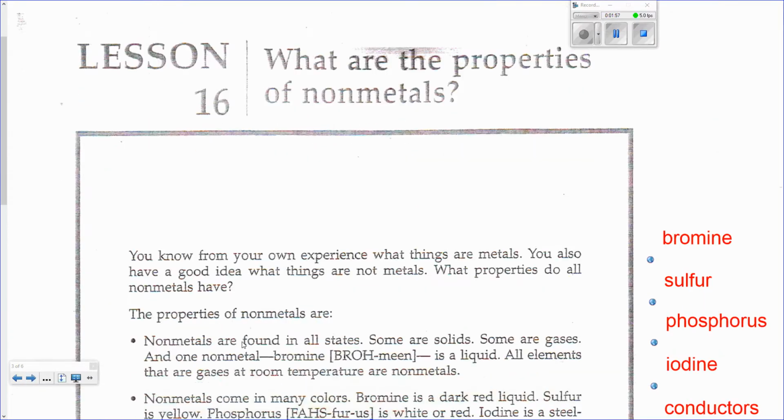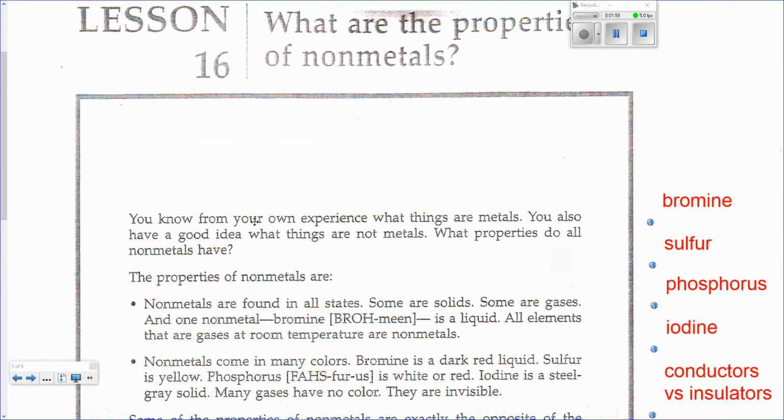You know from your own experience which things are metals, so you also have a good idea which things are not metals. What properties do all nonmetals have? Nonmetals are found in all states. Some are solids, some are gases, and one nonmetal, bromine, is a liquid.